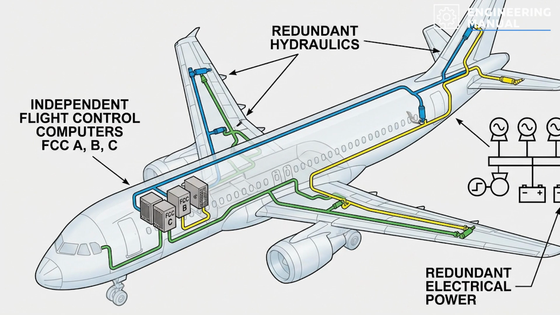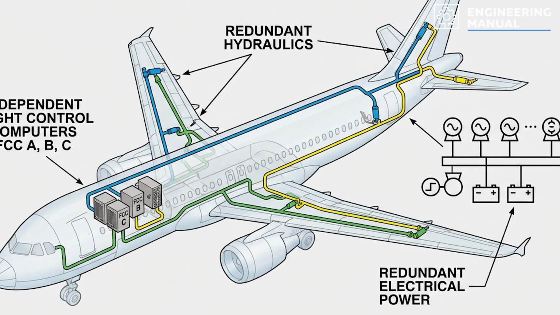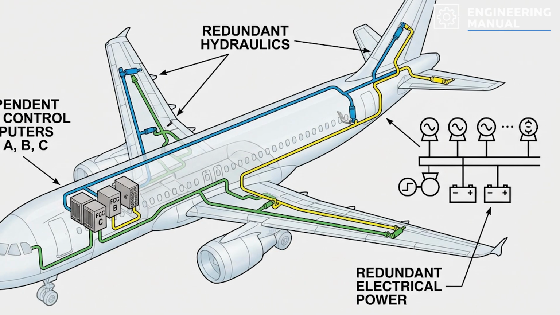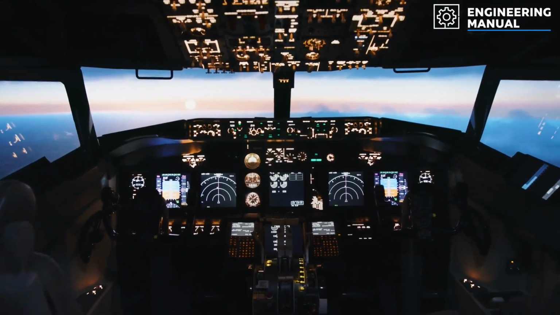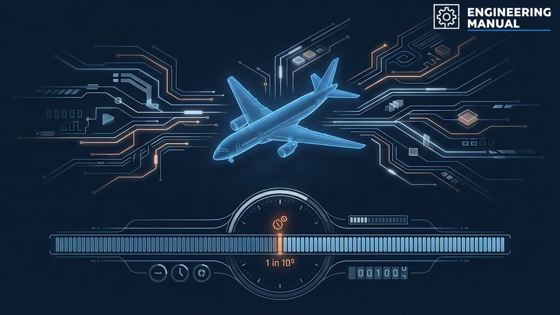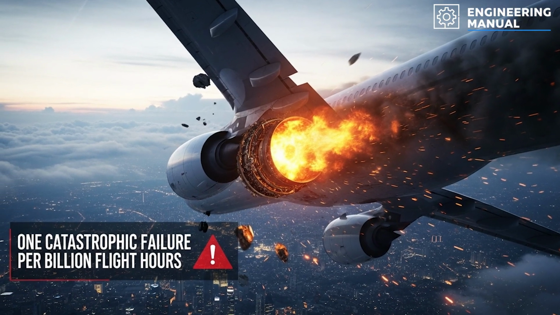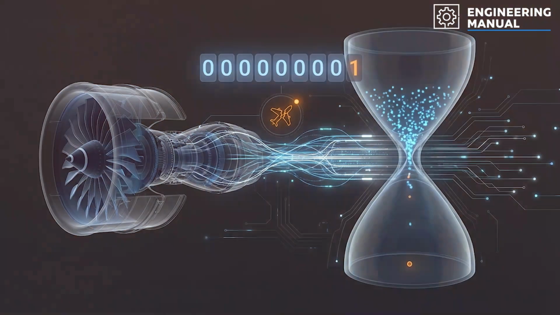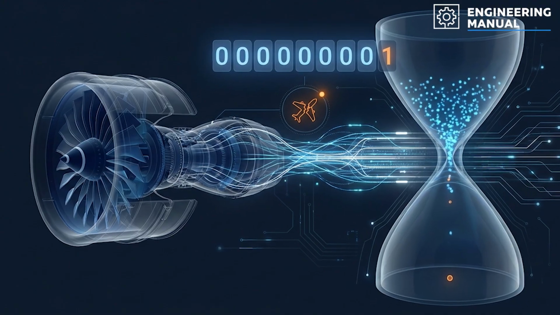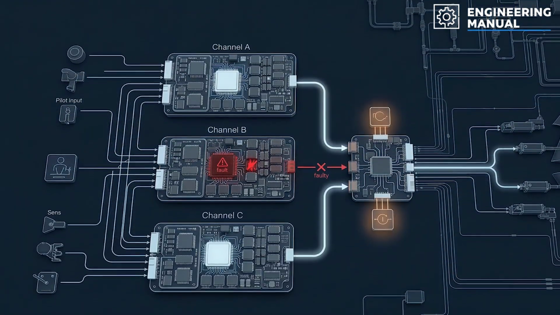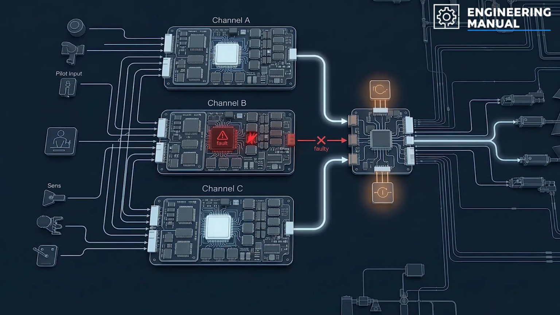Consider commercial aviation. Modern aircraft typically use multiple hydraulic systems, independent flight control computers, and redundant electrical power sources. The reasoning is straightforward. The failure of one subsystem must not lead to loss of control of the aircraft. For critical functions, aviation safety targets are extremely demanding, on the order of one catastrophic failure per billion flight hours. Reaching numbers like that with a single component is usually unrealistic. Redundancy, combined with fault detection and isolation, becomes one of the few practical ways to meet those requirements.